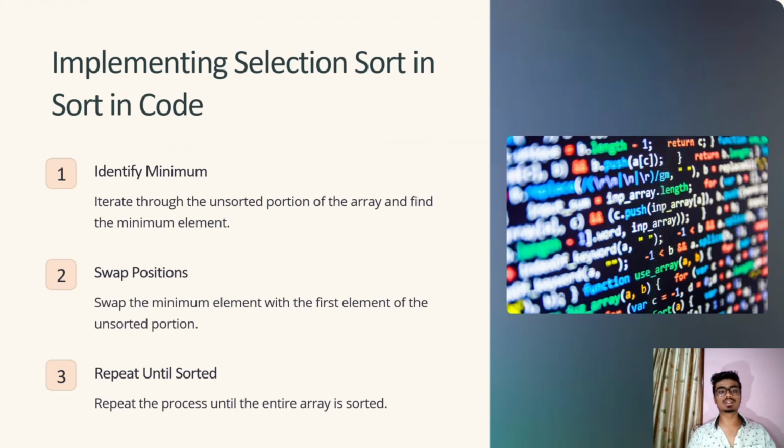Implementing selection sort in code. Identify the minimum: iterate through the unsorted portion of the array and find the minimum element. Swap position: swap the minimum element with the first element of the unsorted portion. Repeat until sorted: repeat the process until the entire array is sorted.